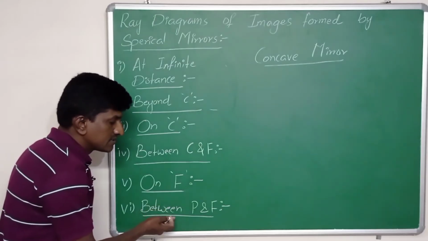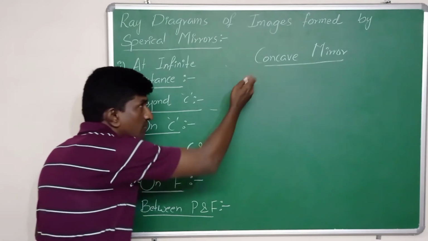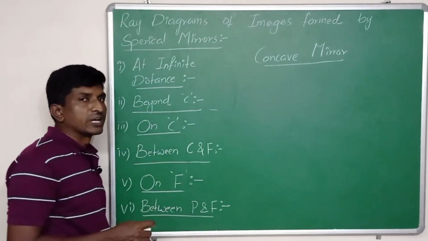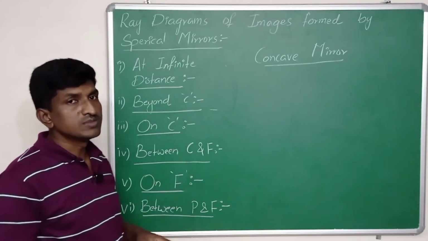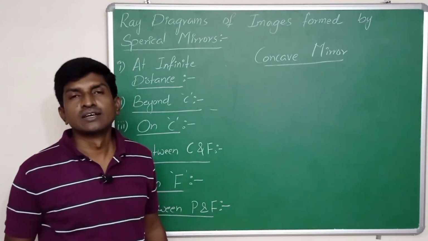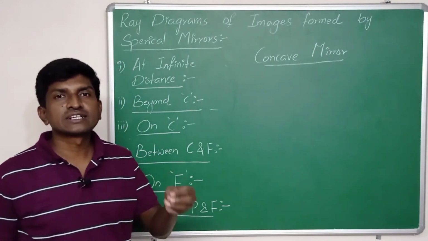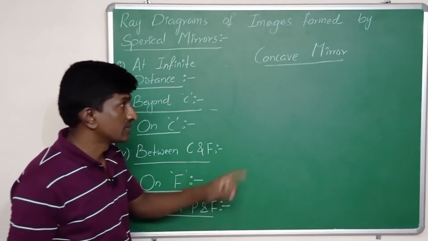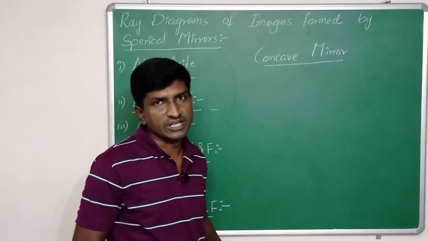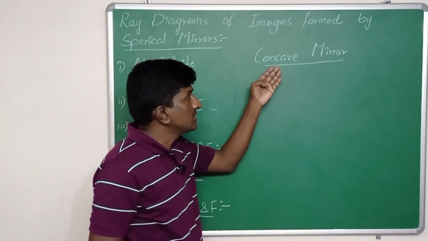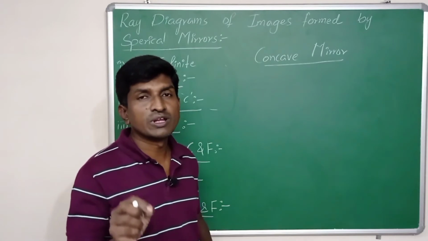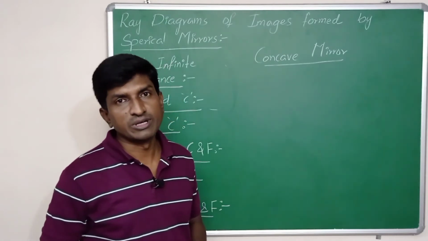This is a very important position in the case of a concave mirror. In all the above cases, the concave mirror forms mostly real images. All the light rays are converged and intersect at a particular point. That's why the concave mirror is also said to be a converging mirror, because mostly the concave mirror converges light rays.